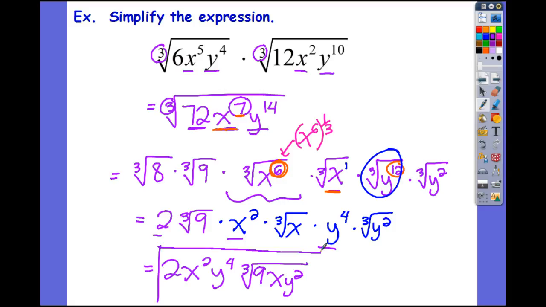This is your most simplified answer because there are no perfect cube factors of 9, and your exponents on the variables that are under the radical are smaller than the index.